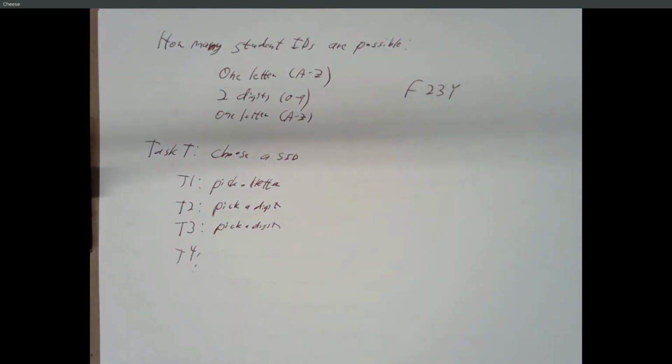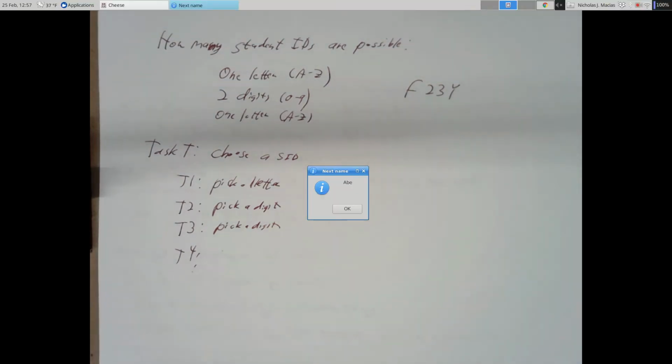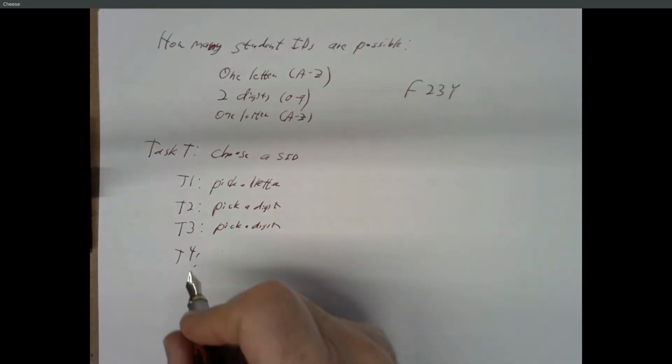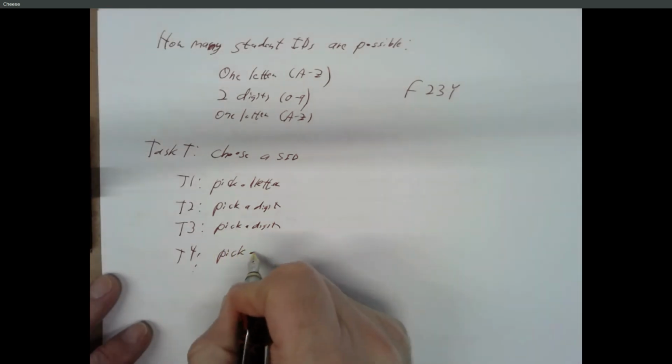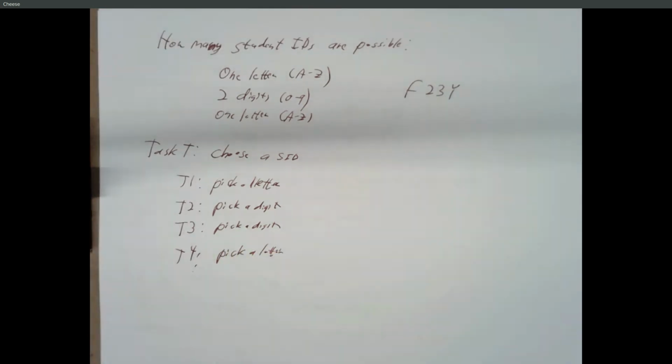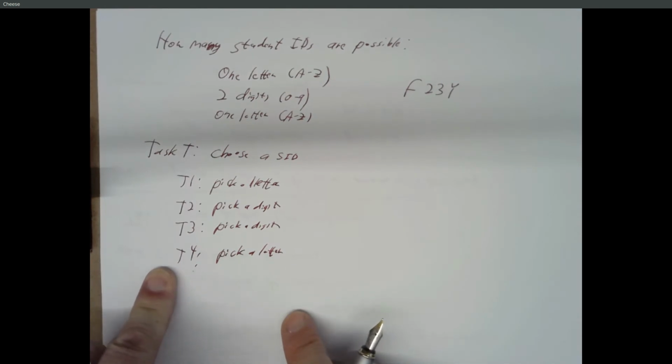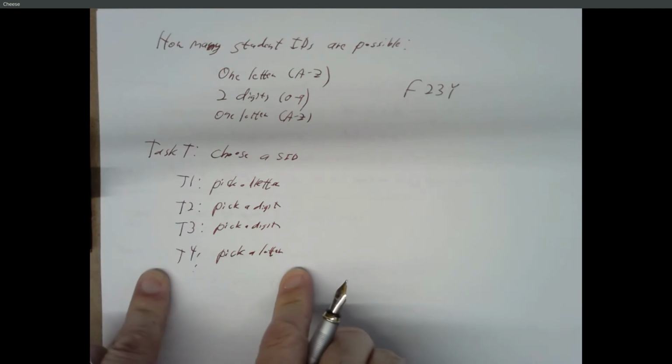And then our final subtask, Abe. I don't think Abe's here. Oh, I'm here. Oh yeah, you are. We pick a letter. Pick a letter, good. All right, if we perform these 4 tasks one after another, we will have chosen a student ID. And any student ID can be gotten by performing these 4 tasks.